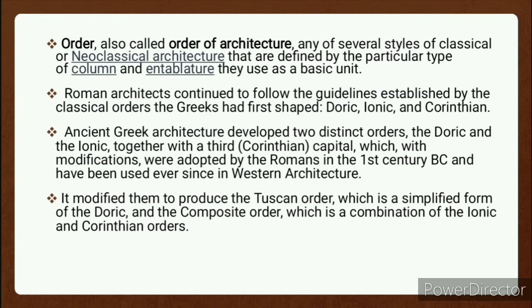Ancient Greek architecture firstly developed only 2 distinctive orders, the Doric and Ionic, with modifications later developed and adopted by the Romans in the 1st century BC. The Ionic and Doric together produced the third capital, so-called Corinthian, and it has been used ever since in Western architecture. The Tuscan order was produced from a simplified form of the Doric, while the Composite order is a combination of the Ionic and Corinthian orders.